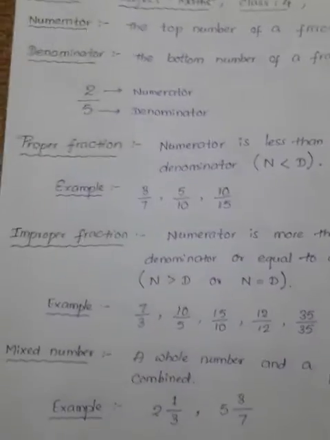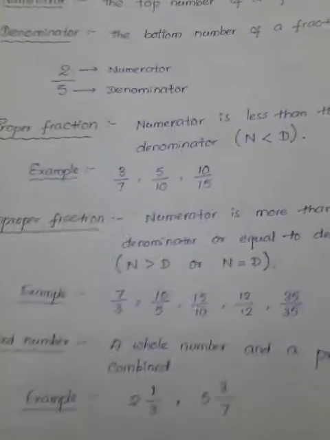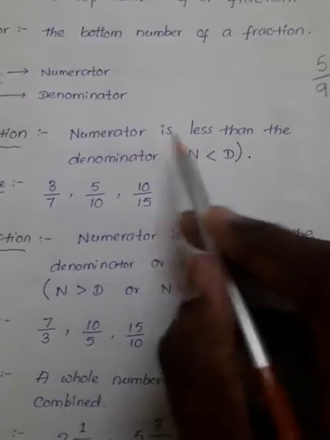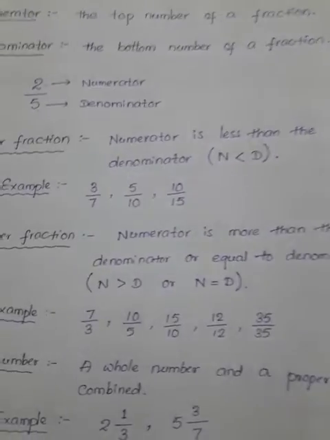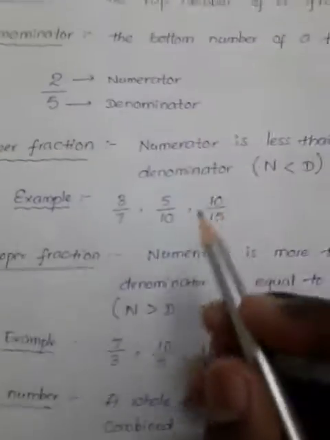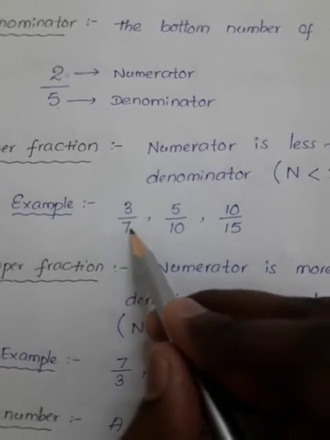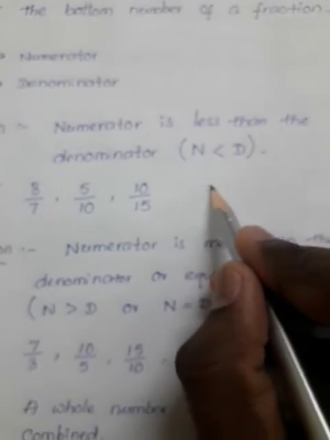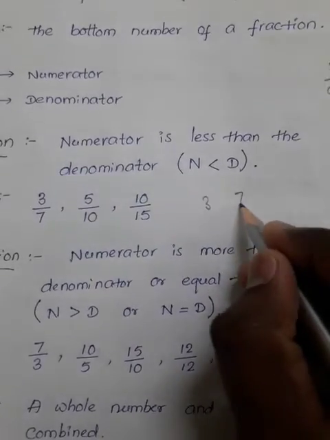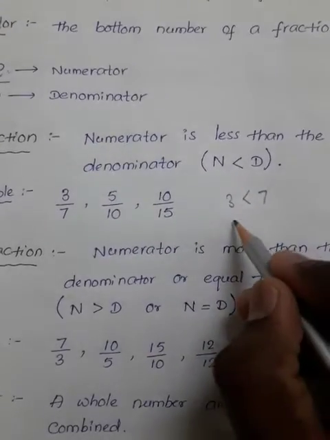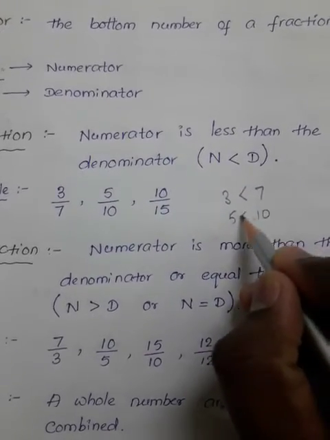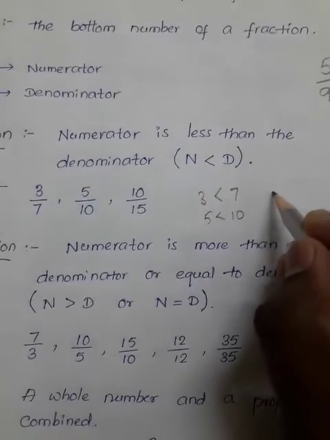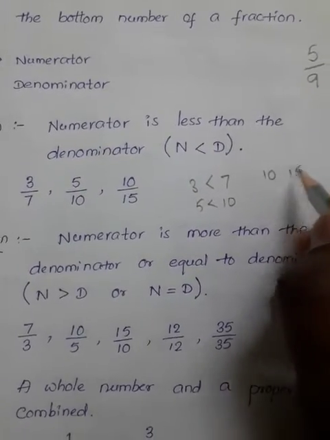Now what is proper fraction? In a proper fraction, numerator is less than the denominator. Numerator should be less than the denominator. Look here, this is the numerator and this is the denominator. 3 is less than 5, correct or not? If I write 3 and here 7, if we compare both, 3 is smaller than 7. Again, if I write 5 and 10, 5 is smaller than 10. If I write 10 and 15, then 10 is smaller than 15.